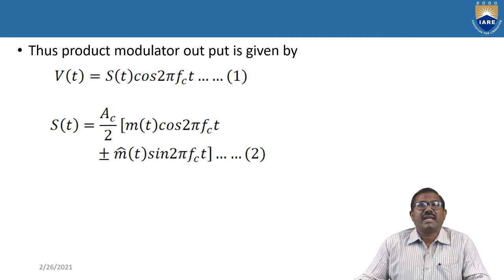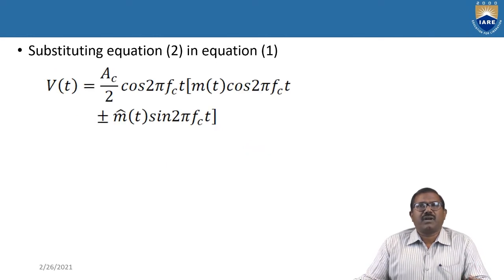So generally s(t) is equal to Ac by 2 of m(t) cos 2 pi fc t plus or minus m cap(t) sin 2 pi fc t. This modulated signal is one input to the product modulator, and the other is our carrier signal. Now substituting this second equation in the first equation, v(t) equals Ac cos 2 pi fc t times Ac by 2 of m(t) cos 2 pi fc t plus or minus m cap(t) sin 2 pi fc t.